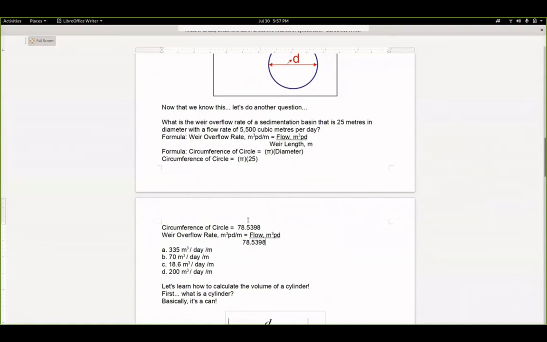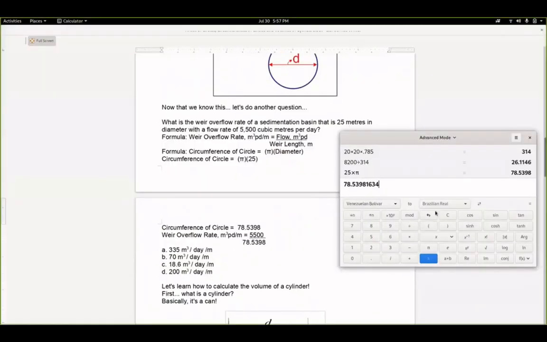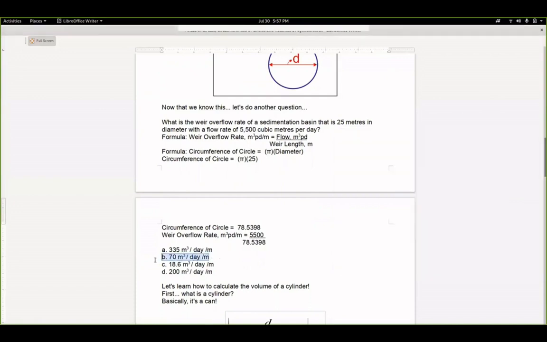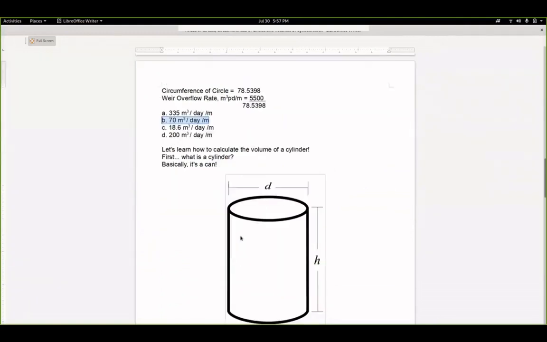And now we need the flow, and the flow was given to us in cubic meters per day, which is what we need it in, so that's perfect. So that's 5,500. Now we're just going to do that calculation. So 5,500 divided by 78.5398 gives us 70.02. So the closest is going to be B, 70 meters cubed per day per meter.